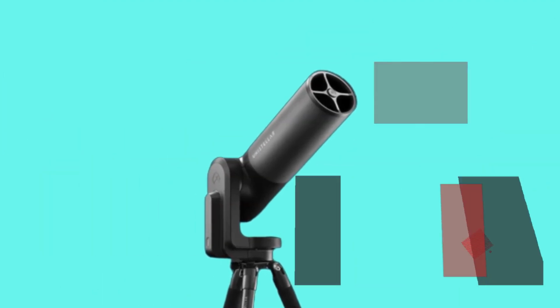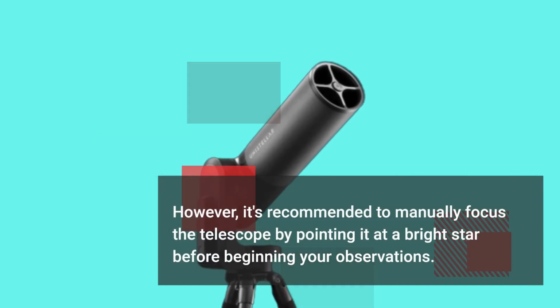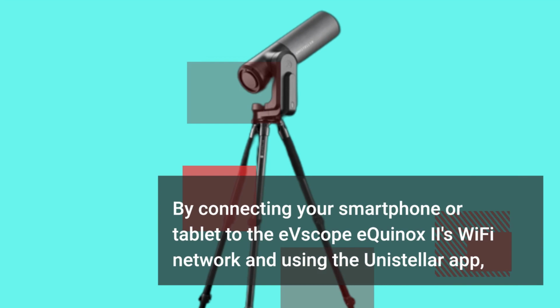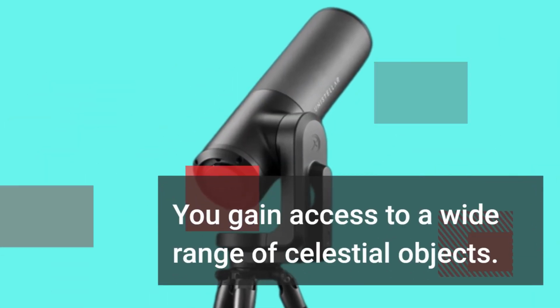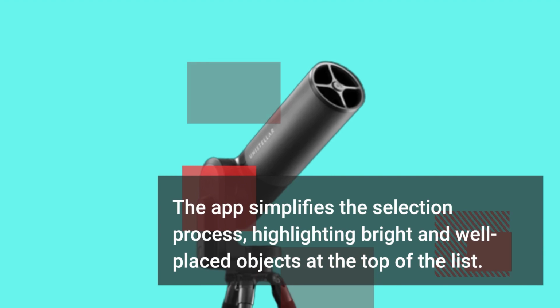However, it's recommended to manually focus the telescope by pointing it at a bright star before beginning your observations. By connecting your smartphone or tablet to the eVscope eQuinox II's Wi-Fi network and using the Unistellar app, you gain access to a wide range of celestial objects. The app simplifies the selection process, highlighting bright and well-placed objects at the top of the list.